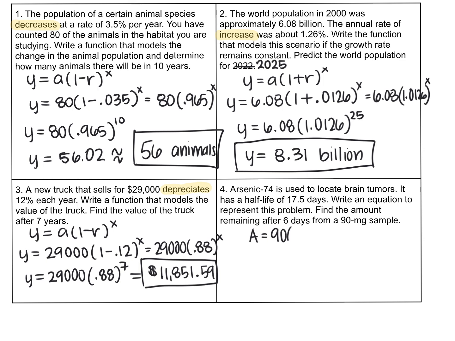So for my equation, 90 is my initial amount. So I'll have 90 times 1/2, and then my exponent is going to be my time t over my half-life, which is 17.5. The important thing here when we're talking about half-life is that your half-life units and the time units that you're solving for or plugging in have to match. So if my half-life is in days and I want to find a remaining amount after a certain amount of time, that time has to be in days as well. So now when I plug in, I'm going to do 90 times 1/2, and then my exponent is going to be 6 over 17.5.